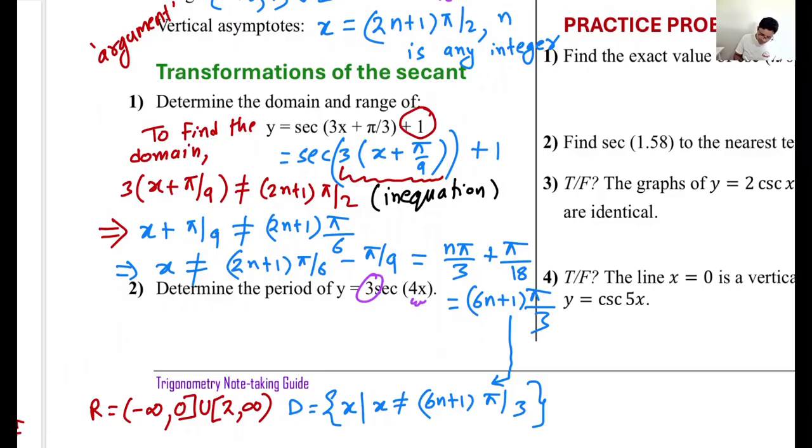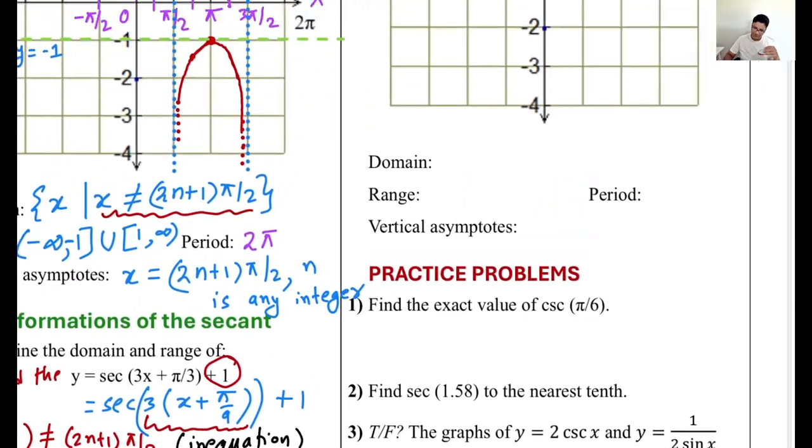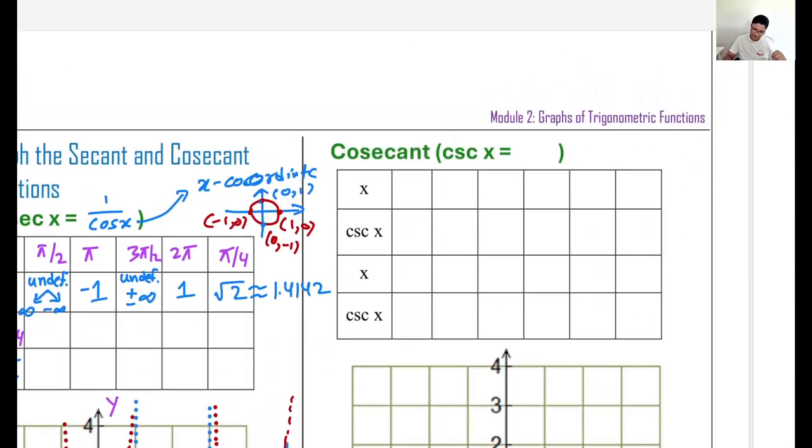And what's the logic? Simple answer is the period will be 2 pi divided by whatever coefficient x has. Here the coefficient of x is 4, so you divide by 4, pi over 2, that's the period. We have done that concept before, so I don't think I need to explain that more.